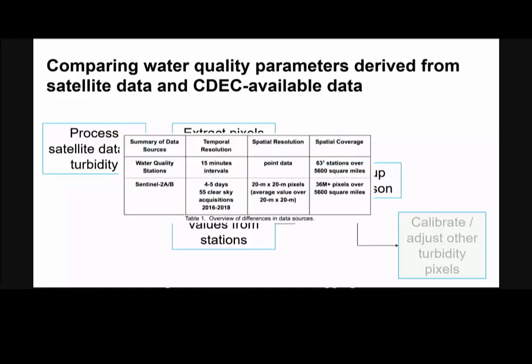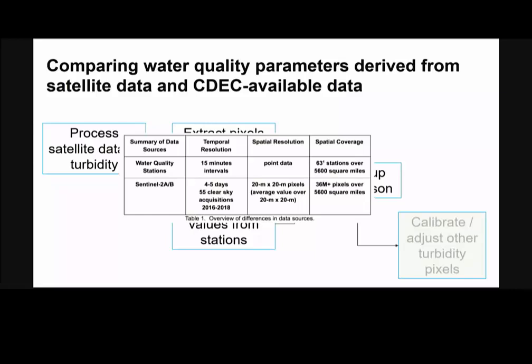And so I know this might be hard to read, but this table is just to summarize some of the key differences between the two different types of data sets. When you're looking at the water quality stations, you're primarily working with point data. You might have on the order of 100 stations distributed throughout the San Francisco Bay and Delta, which is actually considered very well instrumented. But it is meant to represent over 5,600 square miles of that system. It also has a very high temporal resolution, taking data every 15 minutes.